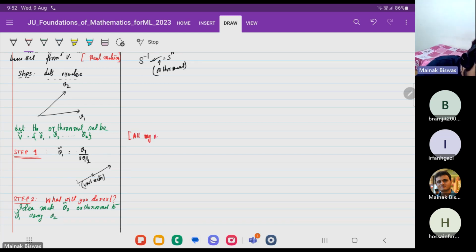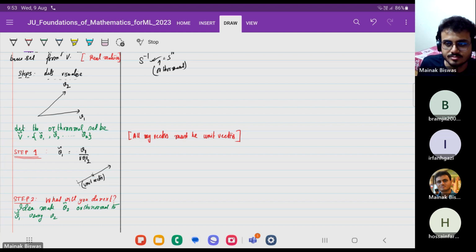All my vectors must be unit vectors, right? Then only I'll get the identity matrix, isn't it? Otherwise, I'll get the norm along the diagonal. Do you agree? Okay. So how will I convert a vector to its unit vector?